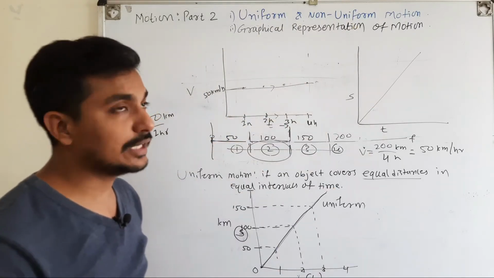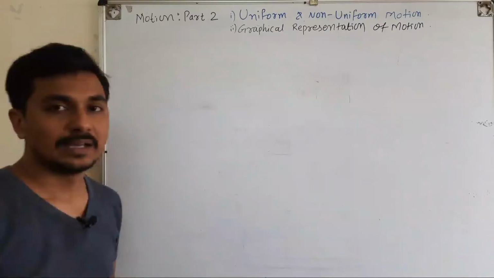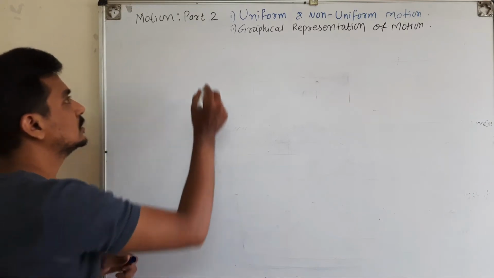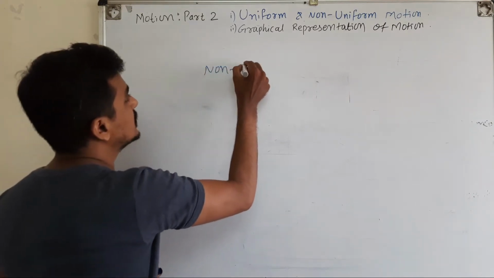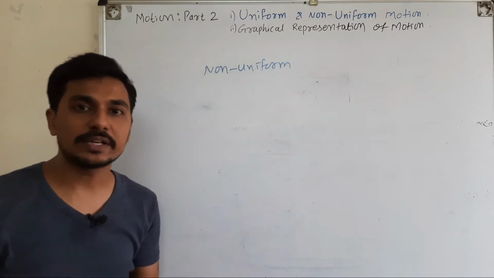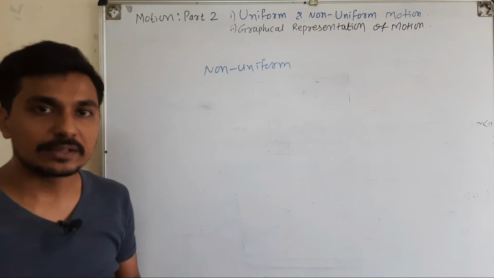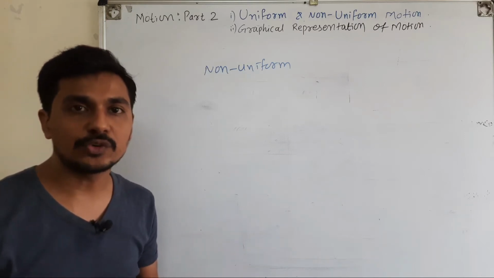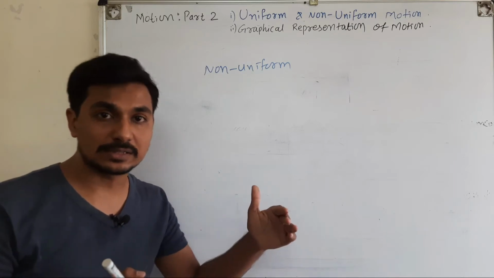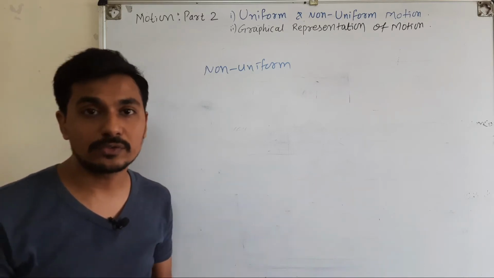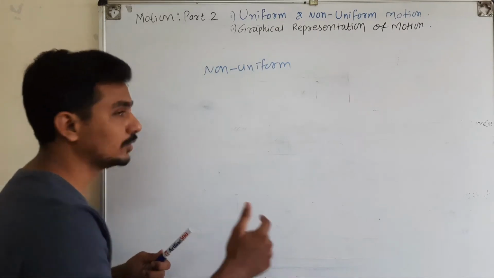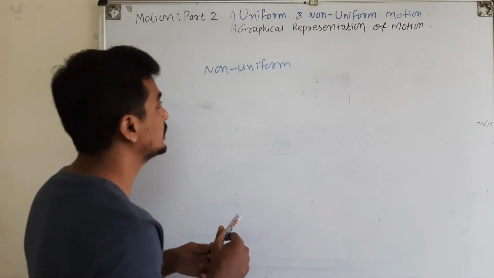Now let us try to understand non-uniform motion. Uniform means same, constant. If the object is moving with a constant speed, then the object is said to be in uniform motion. Or if the object covers equal distance in equal intervals of time, then the object is said to be moving with uniform motion, or uniform velocity or uniform speed.